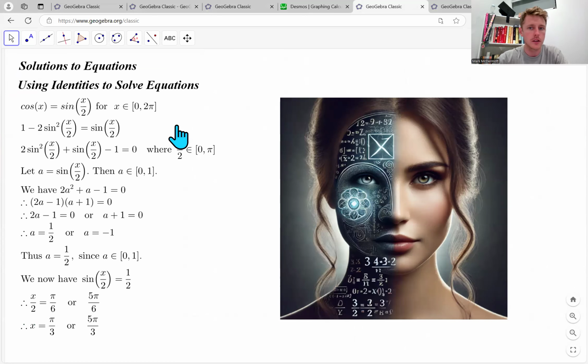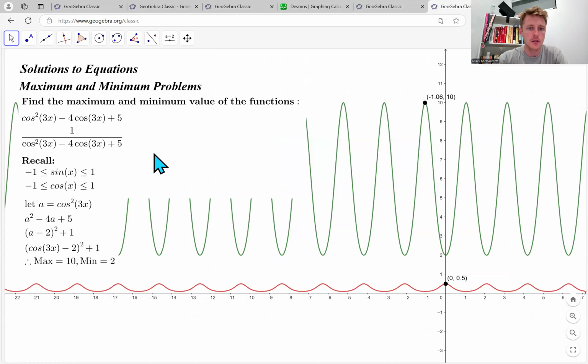All right, let's have a look at the last thing we're going to look at, which is maximum minimum problems. So now we're going to get these combinations of trig functions. And one thing we can think about is what are the maximum and minimum values. So let's imagine we need to find the maximum and minimum of cos squared 3x minus 4 cos 3x plus 5, and also 1 over that. Okay, the key insight we need to recall is that your basic sine graph and your basic cos graph both go between -1 and +1 inclusive. And that should hopefully be reasonable prior knowledge.